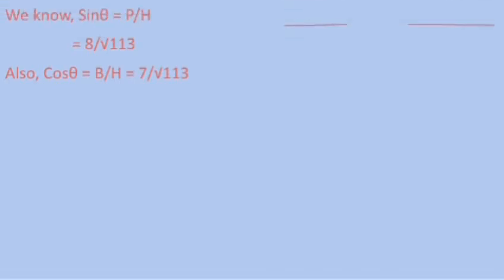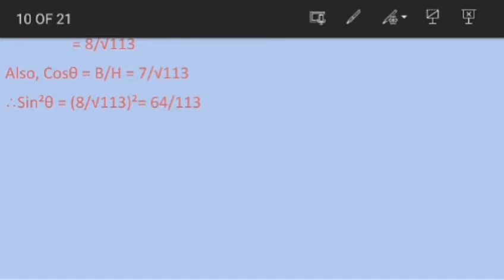Now moving further, substituting these values in equation 1. To make it more simple, I am calculating sine square in this step also, or you can calculate it in equation 1 by substituting the value. Similarly, sine square is going to be 8 upon root 113 whole square.